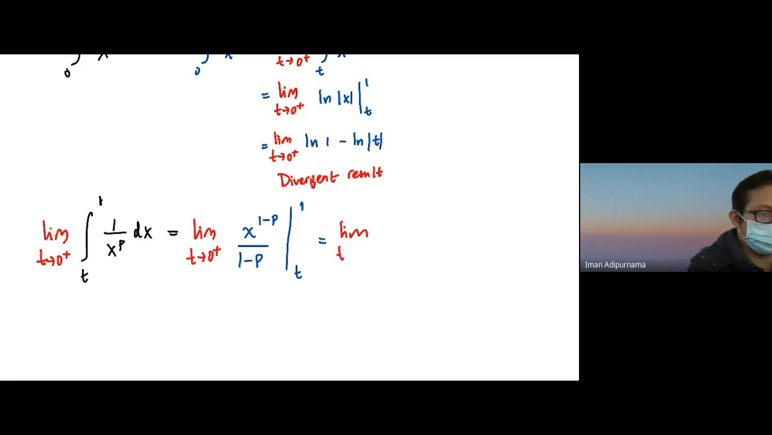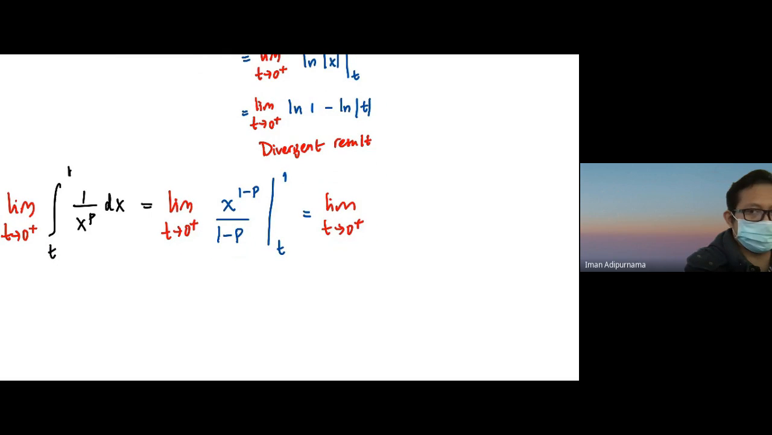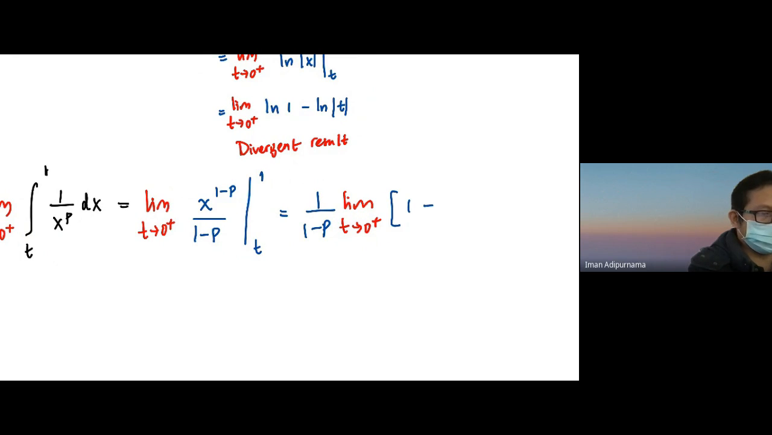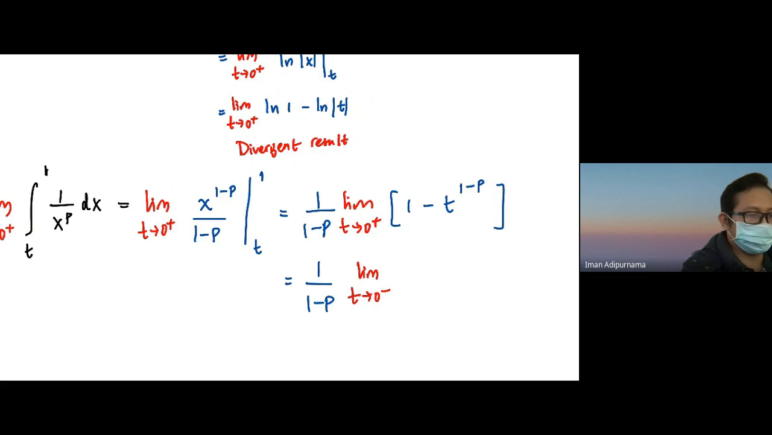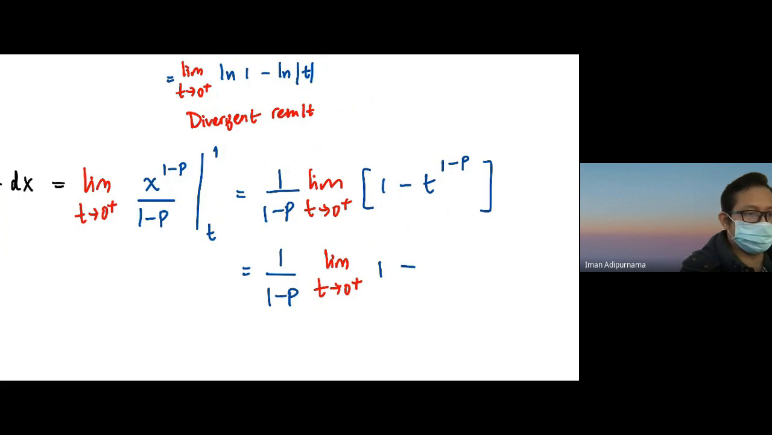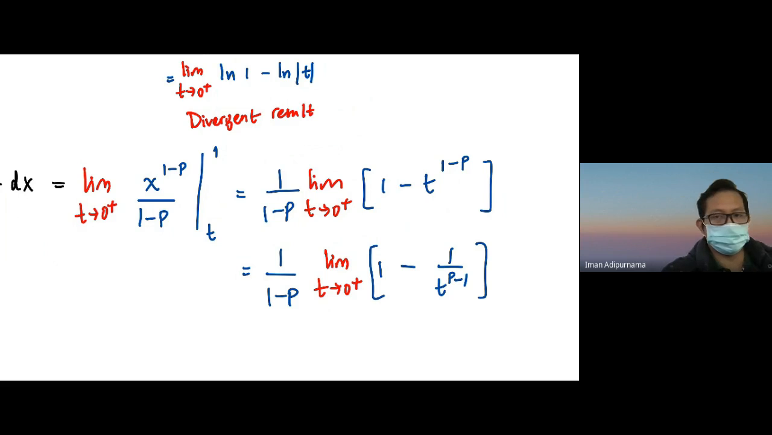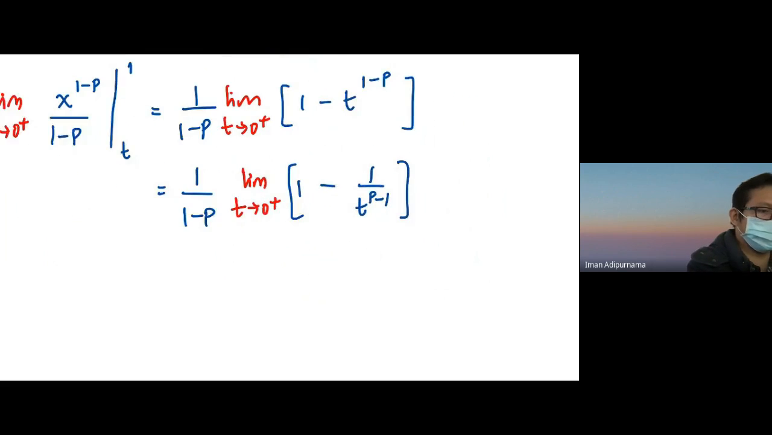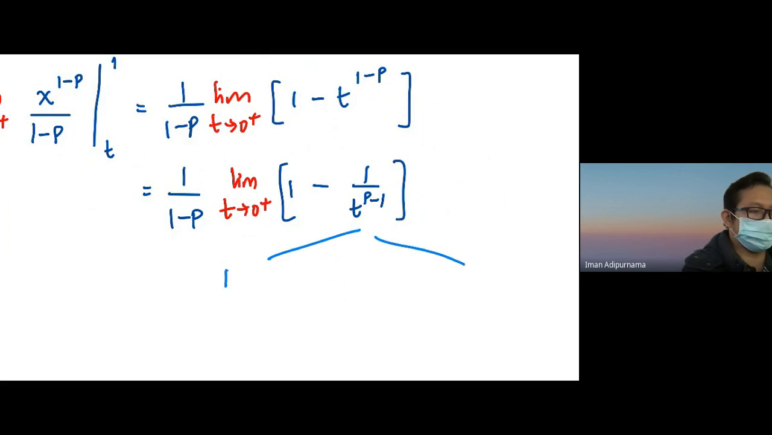Now we can still write the limit. We can also take outside the 1 over 1 minus p because that is a constant. And we can have 1 minus t to the power 1 minus p. And we can write this in terms of t to the power p minus 1, rewriting it in a fraction. From here, we can think about how p will behave: if p is greater than 1 and if p is less than 1.